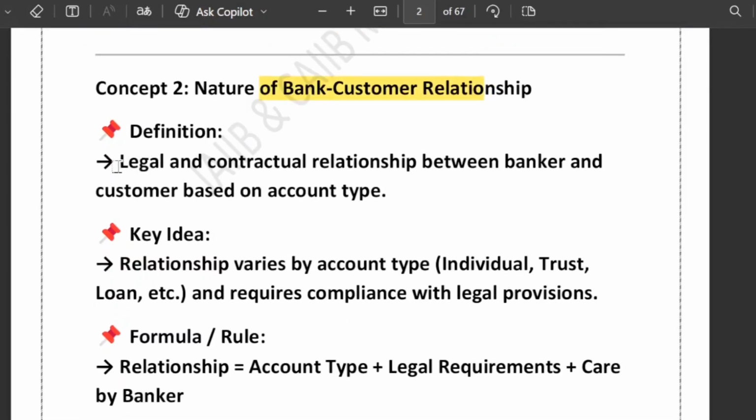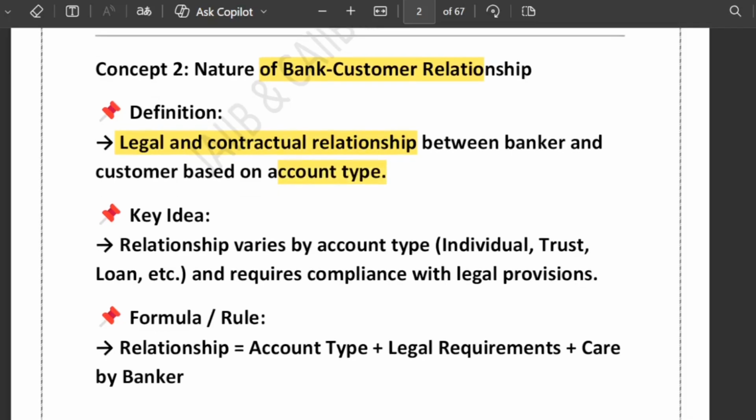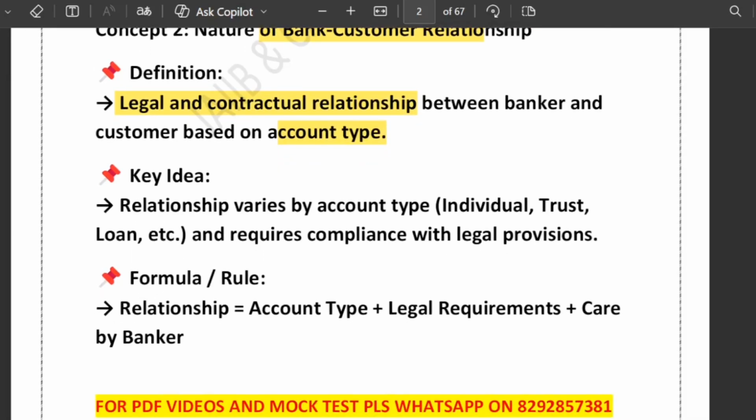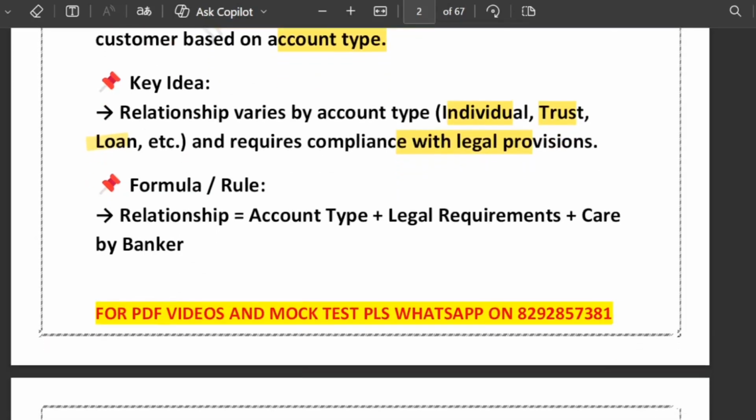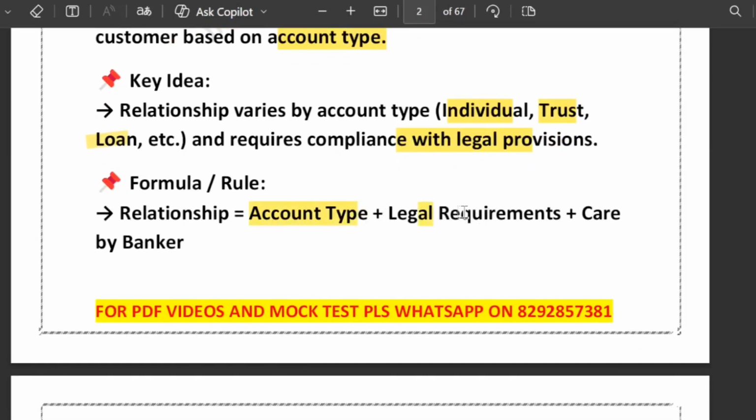You know it very well that it is a legal and contractual relationship between the banker and the customer, based on the account types. The key idea is that relationship changes with account type, whether it is individual, trust, loan, etc., and it requires legal compliance. So the rule is very simple. Relationship depends on account type plus legal requirement plus care by banker.